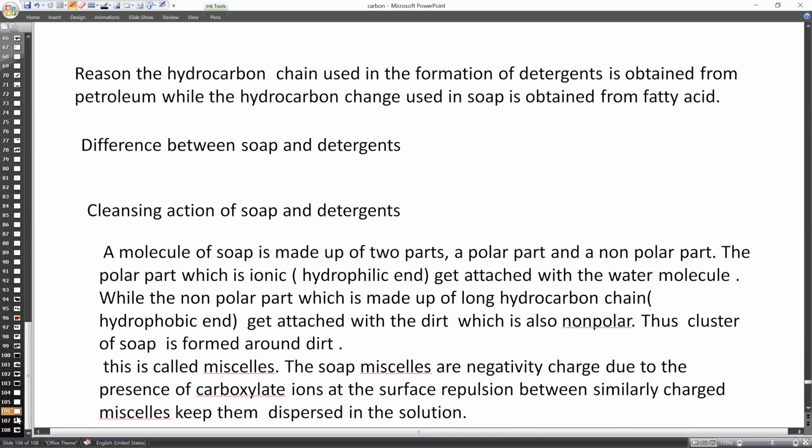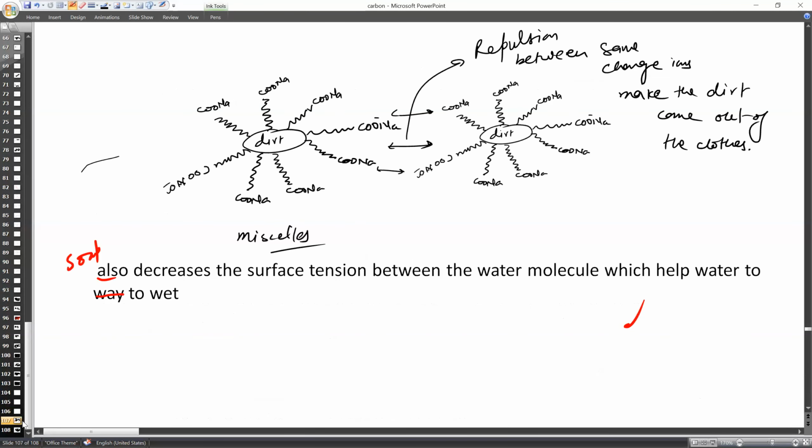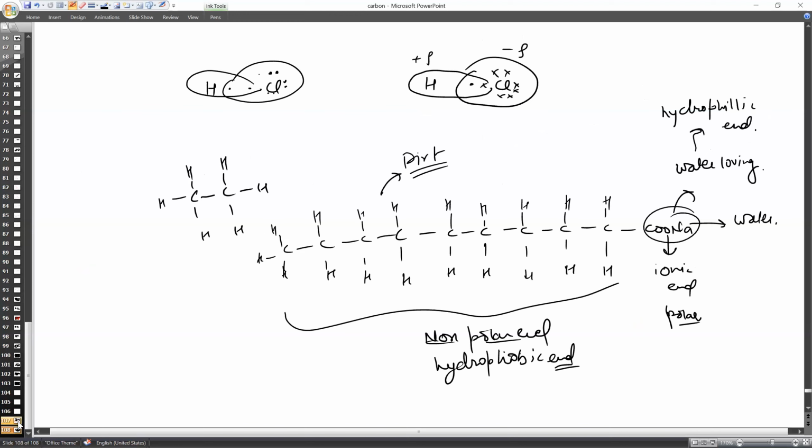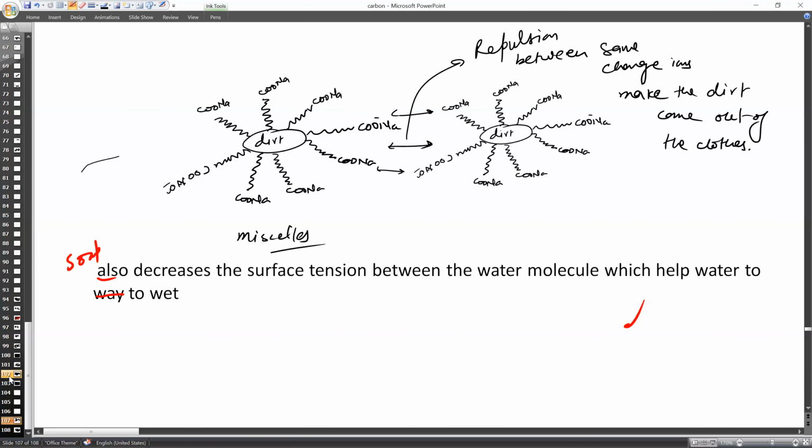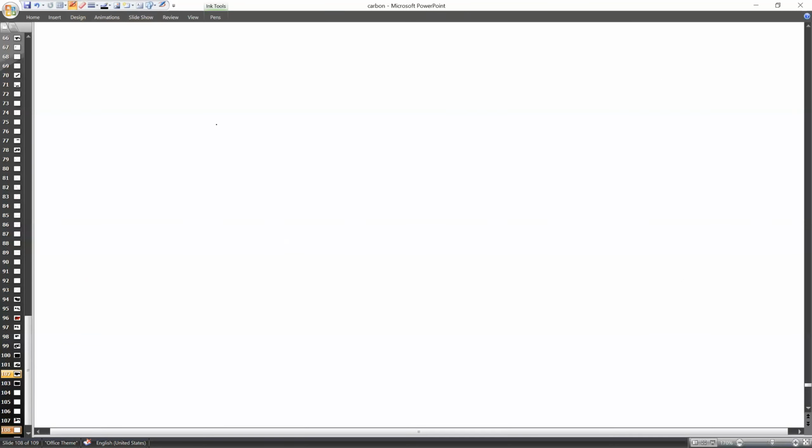Now, how do soap and detergents work? Working of soap and detergents. Let me explain how soap and detergents work. This is the long chain of hydrocarbon.